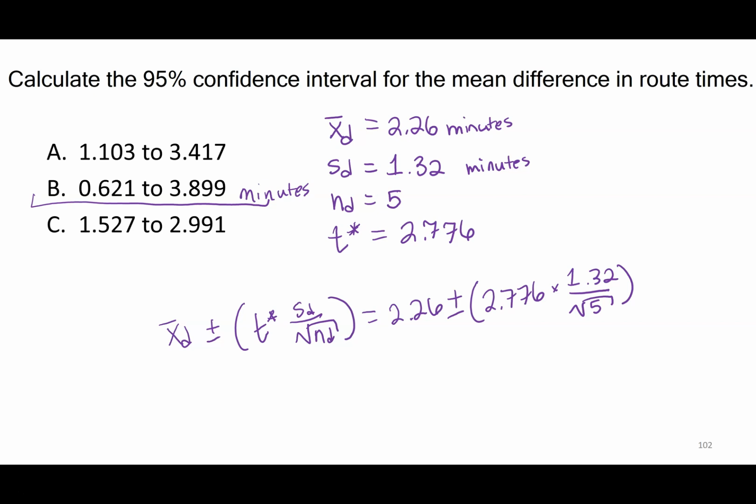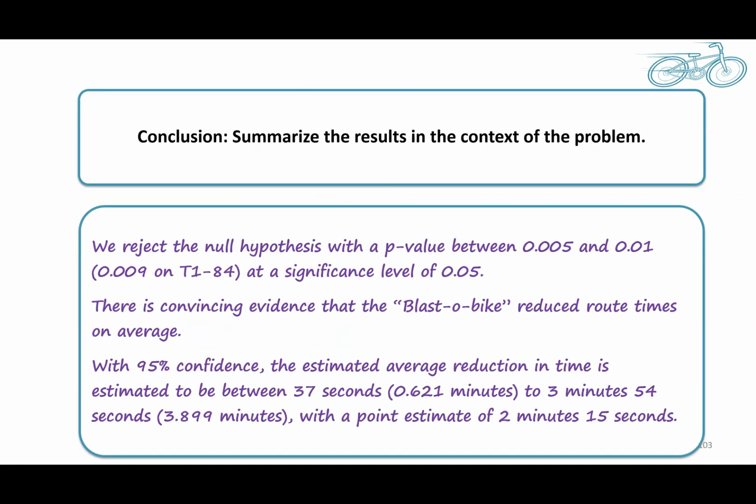So now putting that all together for our write-up. So 4-part write-up. The 2 parts for the hypothesis tell us, hey, are we rejecting or not? So if we have a p-value between 0.005 and 0.010, if you look on the TI-84, you can get something more specific. We're going to reject that null. That is a small p-value. It's smaller than our significance level of 0.05. We're going to reject. So there's convincing or very strong evidence that the Blasto bike reduced route times on average. Really, really important that the average is in there somewhere.